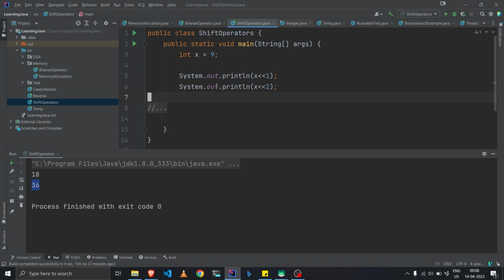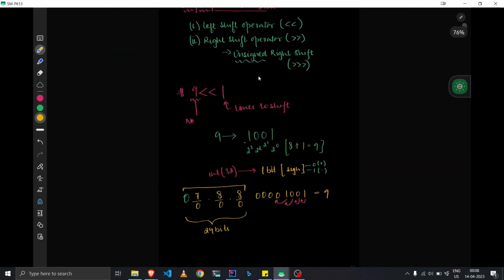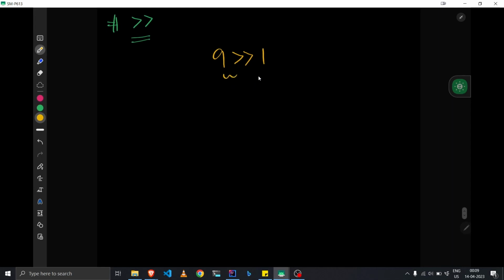Now we'll be looking into the right shift operator. I hope you have a clear idea about the left shift operator. Now let's move to the right shift operator, right? So I'll create a new page and let's go with the right shift operator. Let's look into the same number 9 and let's try to shift the bits towards the right now, right? So let's create the solution for this statement.